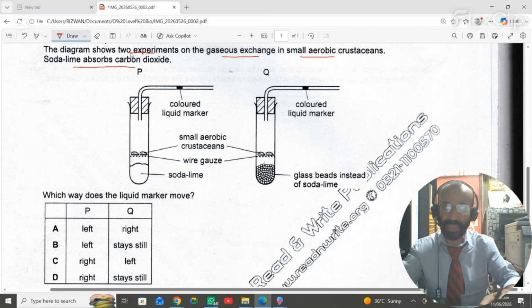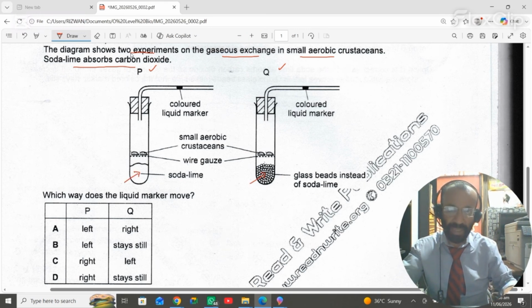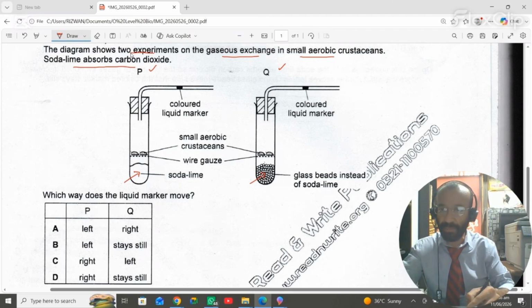So here are the two setups. Number one is P and second is Q. The only difference is that in one tube soda lime is there. In the second tube, glass beads are there instead of the soda lime. So the question is, which way does the liquid marker move?